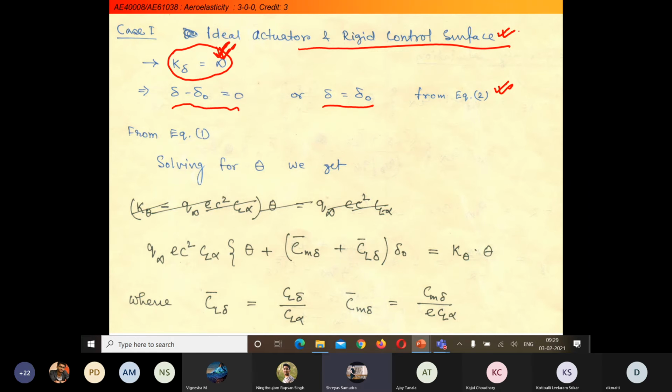In this case, I am considering an ideal actuator. Later, I will be considering the next one, where K delta is finite, and then we will derive the equation. So in this case, the second equation will not exist when I am considering an ideal actuator and rigid control surface. So from the first equation, whatever we will be getting, we will now define the equation in this form.